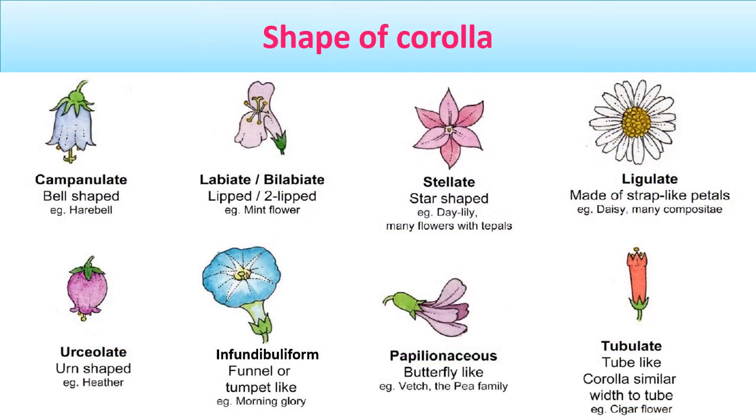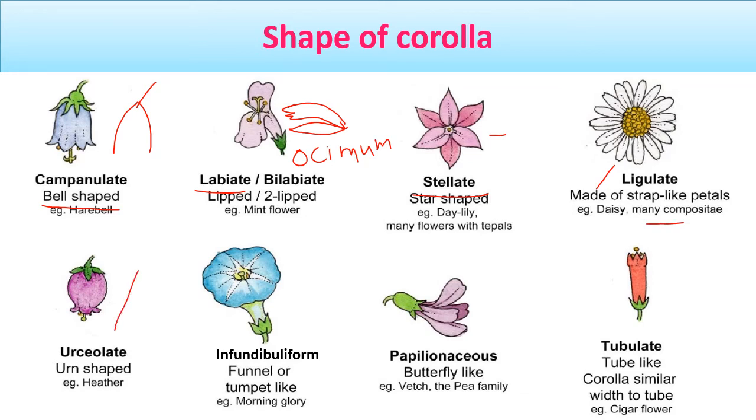In this slide, again you can see different types. This is campanulate, simply a bell-shaped structure. This is bilabiate. This is the upper lip, and here it is the lower lip. This kind of arrangement is there. You can see this in Ocimum. This is stellate, simply star-shaped. You can see it in family Amaryllidaceae. This is ligulate in family Asteraceae.